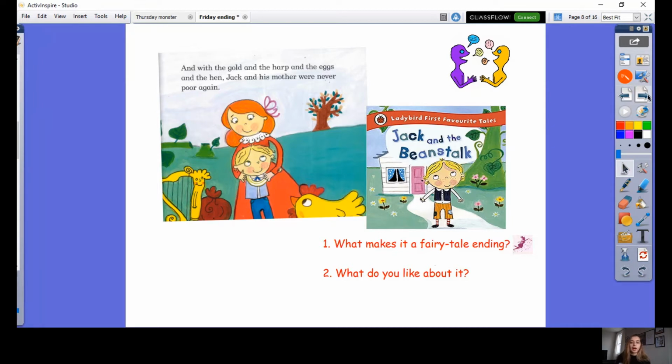And with the gold and the harp and the eggs and the hen, Jack and his mother were never poor again.